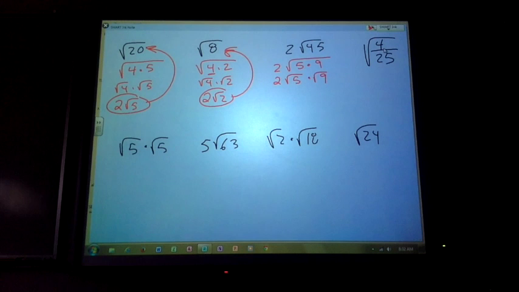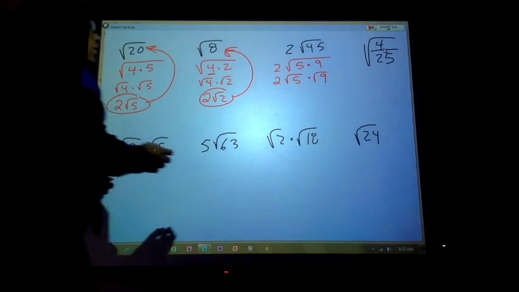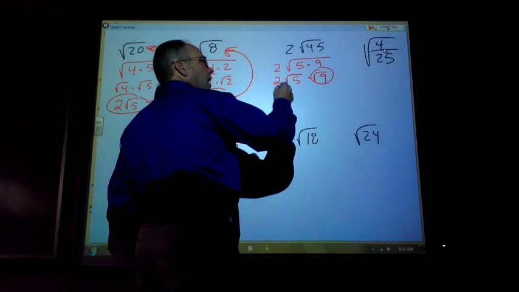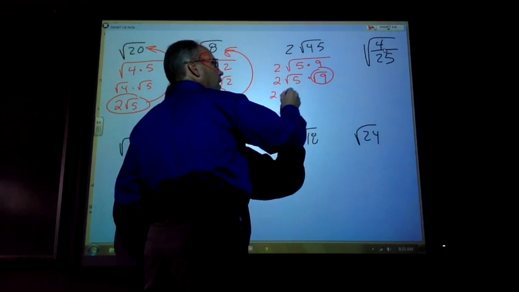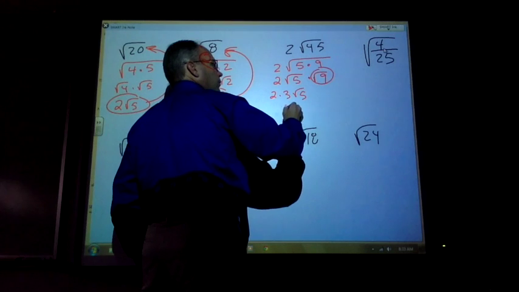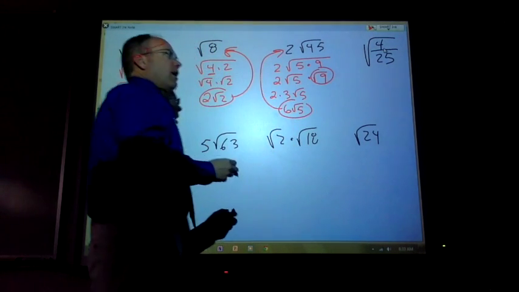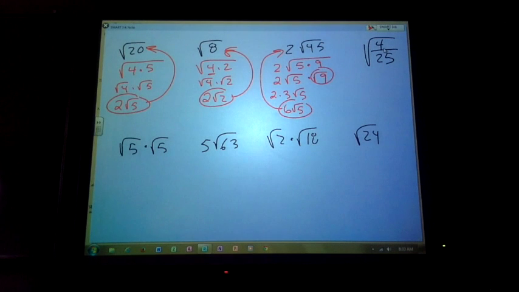Now, some of you are like, oh, why didn't you write the 9 first? Because I didn't. Okay, remember, multiplication, you can write it in whatever order. So the square root of 9 is how much? So this gives me an answer of what? 3. So I have 2 times 3 root 5, which gives me 6 root 5. So 6 square root 5 is the same numeric value as 2 square root 45. Again, we just broke down the radical.